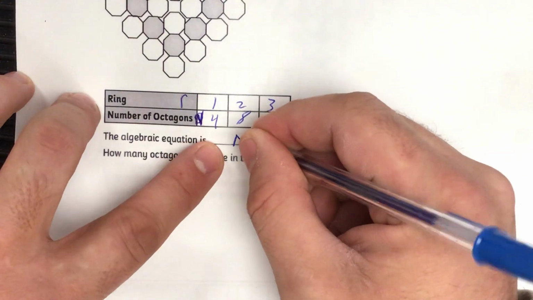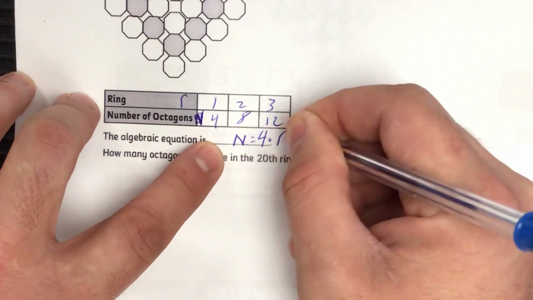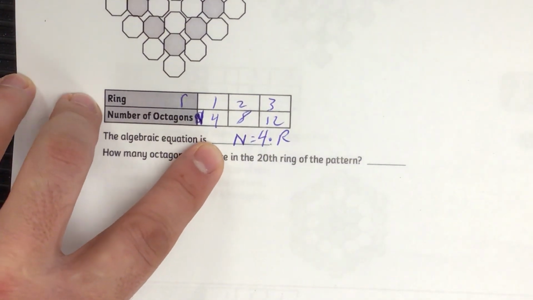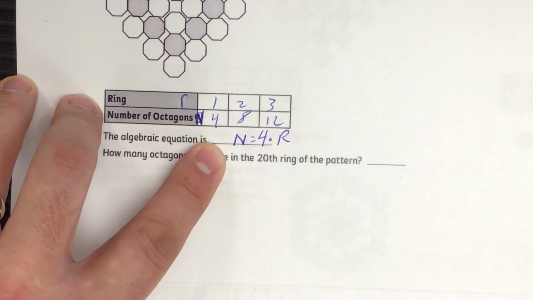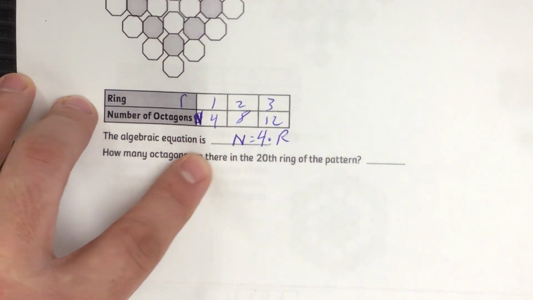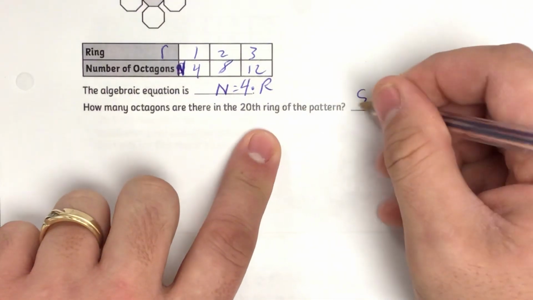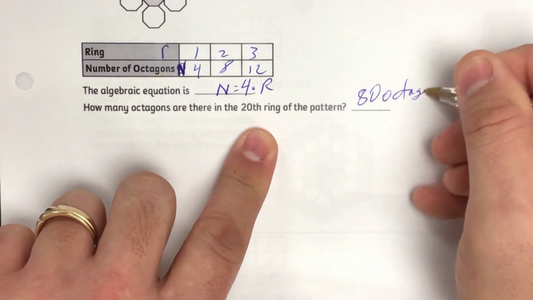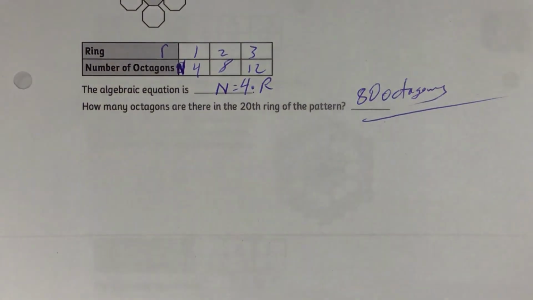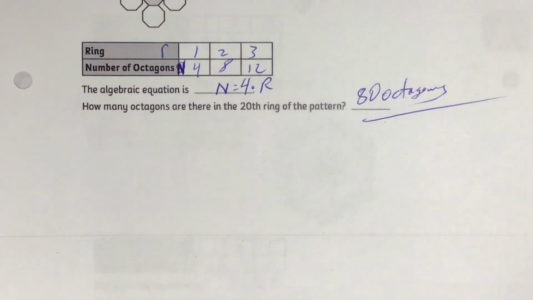All right, so it's N equals 4 times R. And again, we just used N because sometimes the O looks like a 0. So the next one, 20 times 4, 80. Octagons. 4 times 20. Got it.